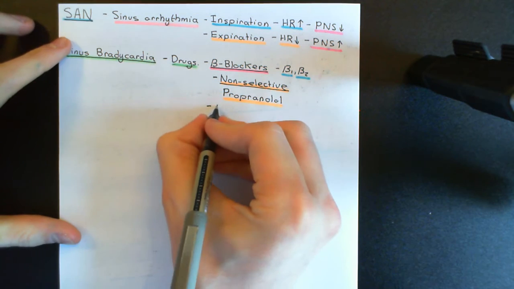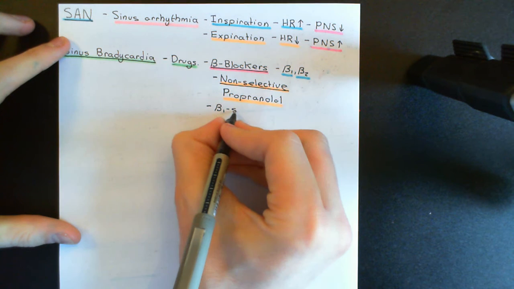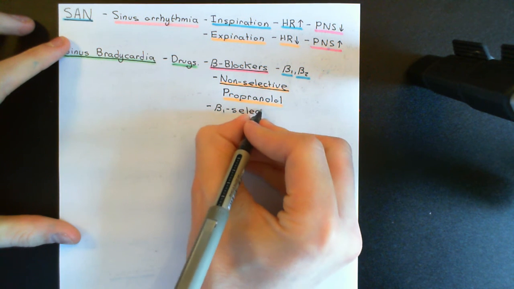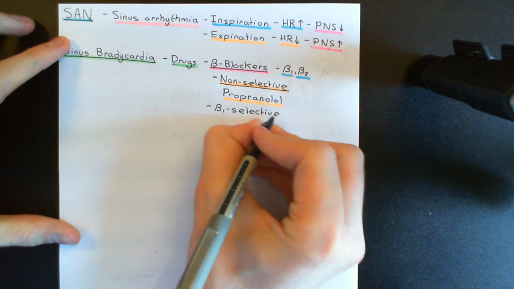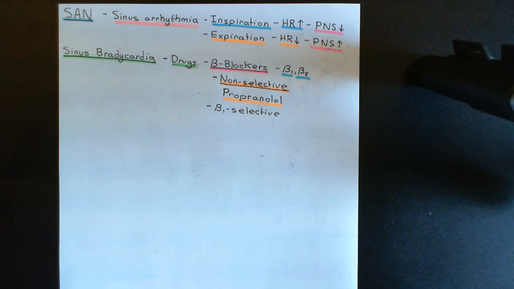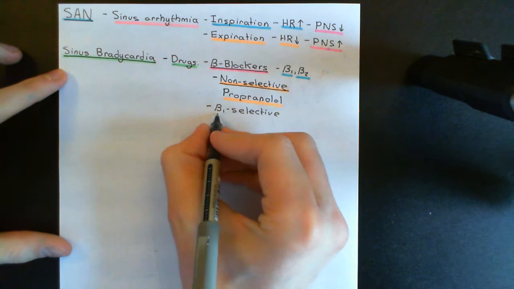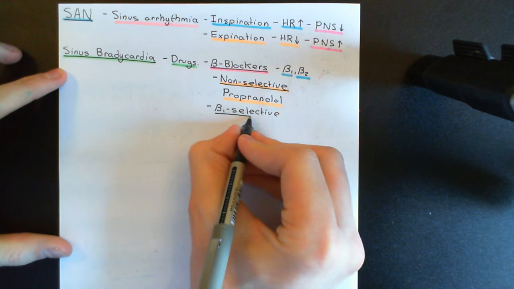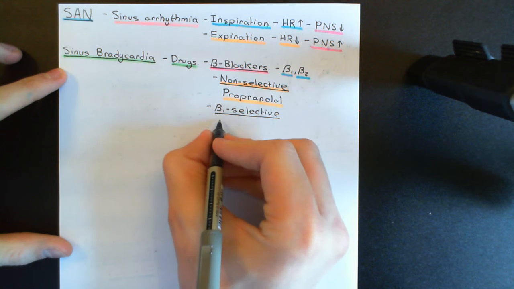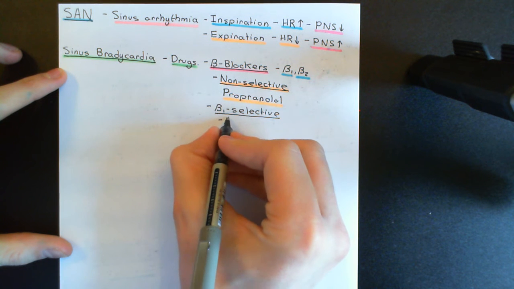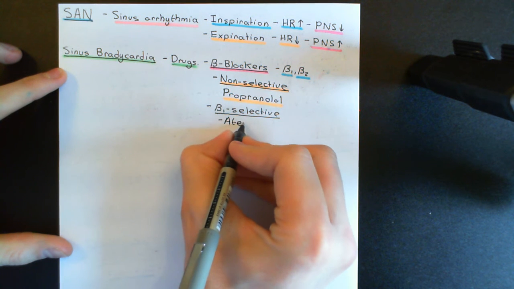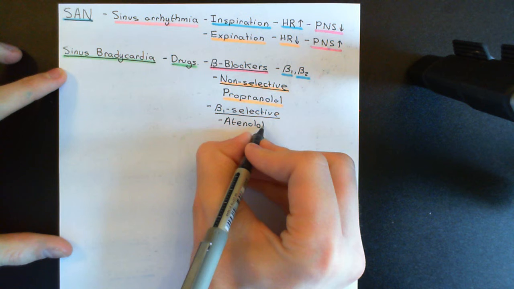So there is then the beta 1 selective beta blockers, and we're actually going to use these quite a bit for the treatment of arrhythmias, as we'll see later on, but they can also trigger sinus bradycardia. So beta 1 selective beta blockers are drugs such as atenolol and metoprolol. Of course there are absolutely loads of these.